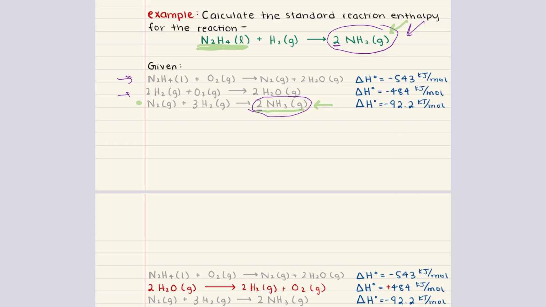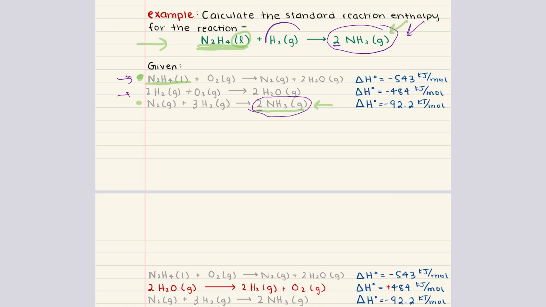So one of our first reactants that we have is N2H4, and it's a liquid. And the only place this reactant appears in one of the 3 given reactions is in reaction 1. And it appears on the reactant side, just like we want it for our target reaction, and they're both just 1 mole. So that's perfect. Those line up perfectly. So for now, we're also not going to manipulate reaction 1 at all. We're not going to flip it. We're not going to multiply it or scale it by a coefficient.